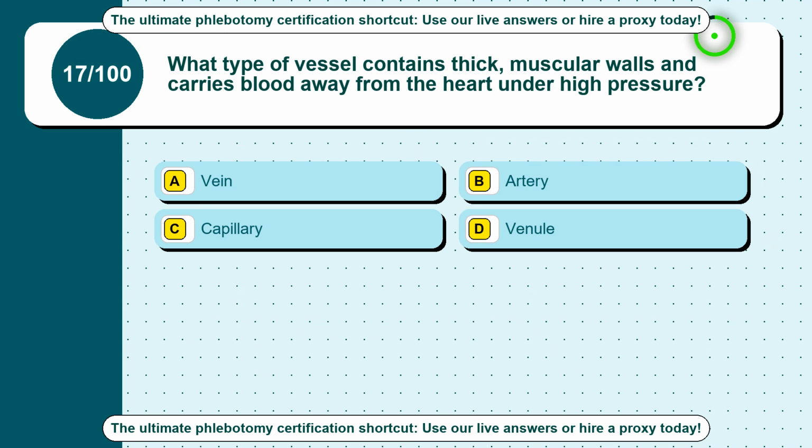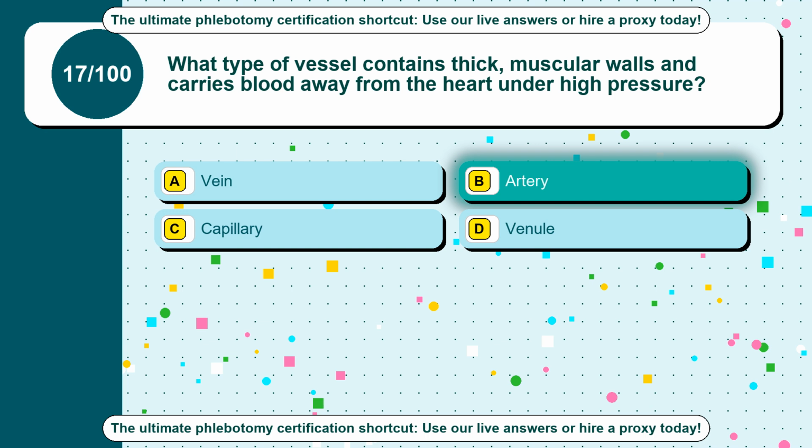Question 17. What type of vessel contains thick, muscular walls and carries blood away from the heart under high pressure? Option A. Vein. Option B. Artery. Option C. Capillary. Option D. Venule. The correct answer is option B.